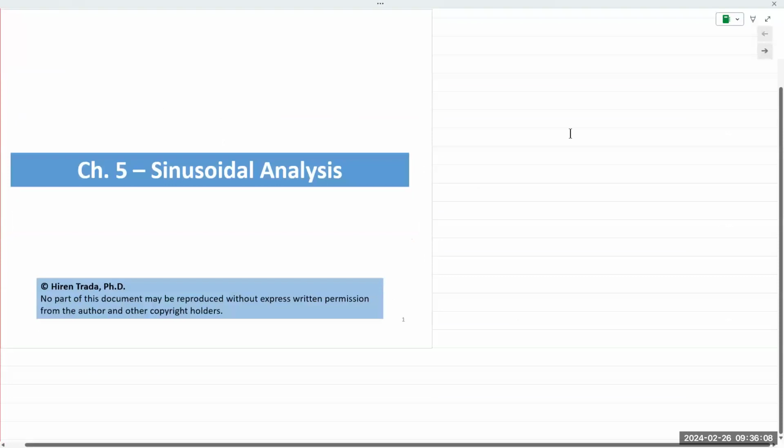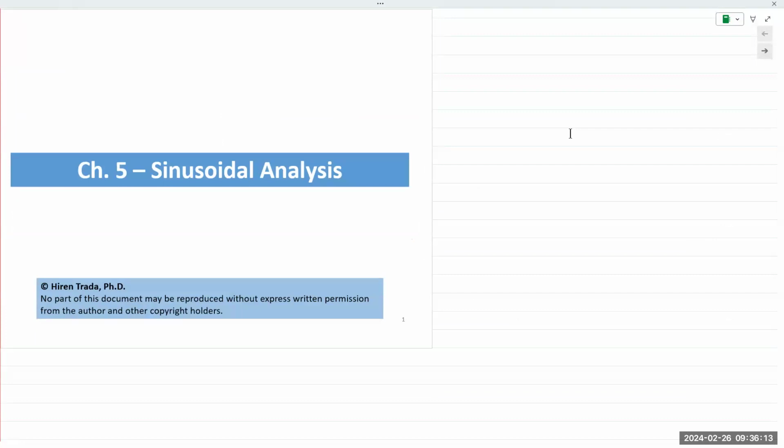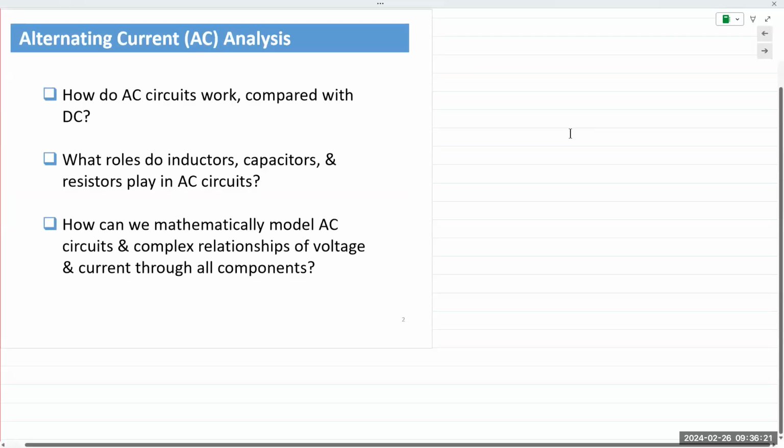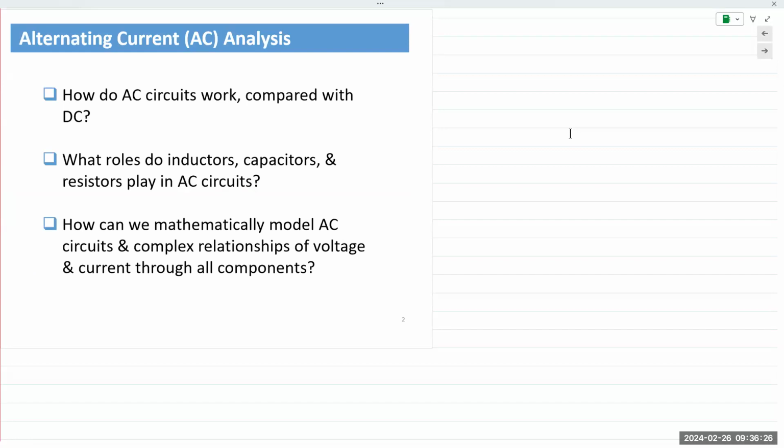Chapter 5, sinusoidal analysis. The reason we call this sinusoidal analysis is because we deal with sine waves. And so let me explain what you're going to do in this chapter. You're going to learn how AC circuits work. It's not going to be much different than what we learned in chapters 1 and 2, resistive circuit analysis. We have looked at 3 components in this class. Those are the only 3 components we look at, which is resistors, inductors, and capacitors, right?